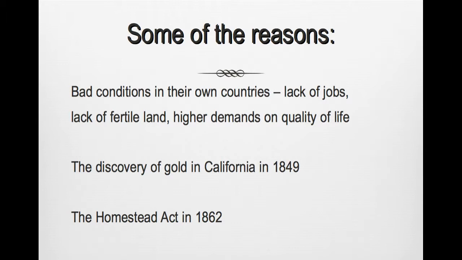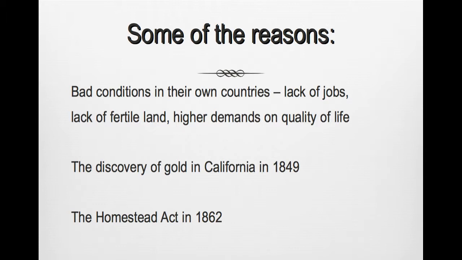Now, some of the reasons for people emigrating and immigrating. Emigration is when you leave a country, and immigration is when you travel to a country. Now, some of the reasons for emigration, of course, bad conditions in their own countries, such as lack of jobs, lack of fertile land. Fertile means fruktbar, and higher demands on quality of life.